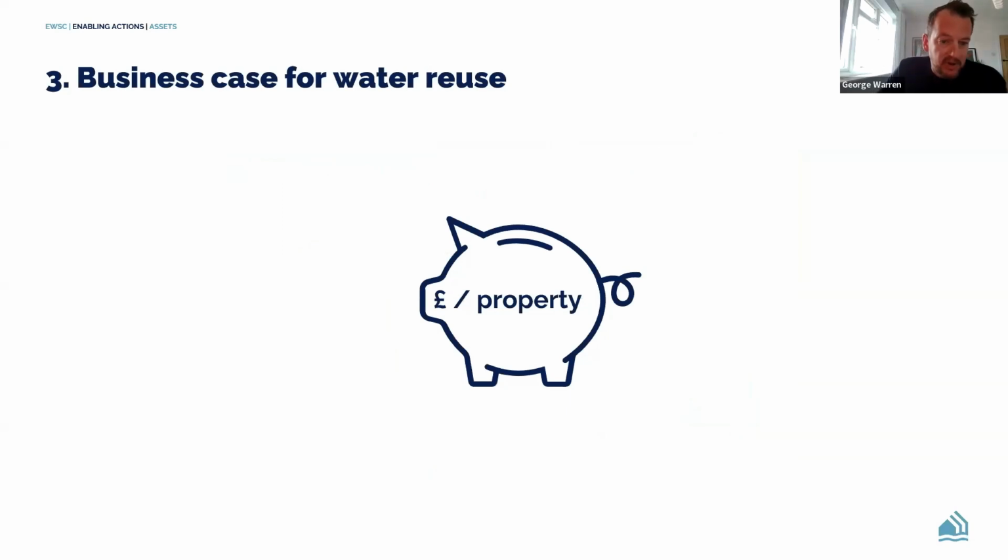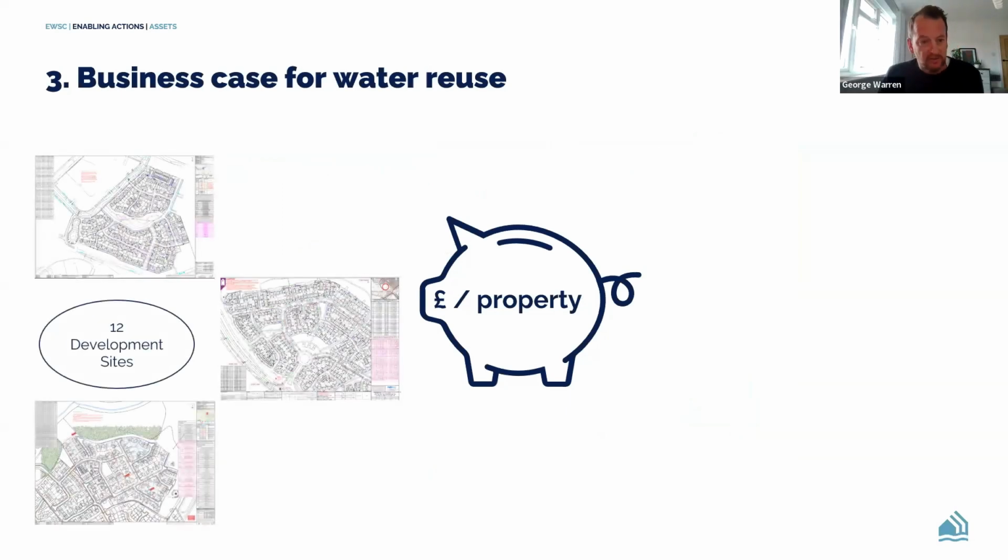So how much would it cost per property? Well, in order to do this, we took 12 development sites from within our area. I think they range from 40 houses up to about 550 houses at scale developments. We took those and went about redesigning them.